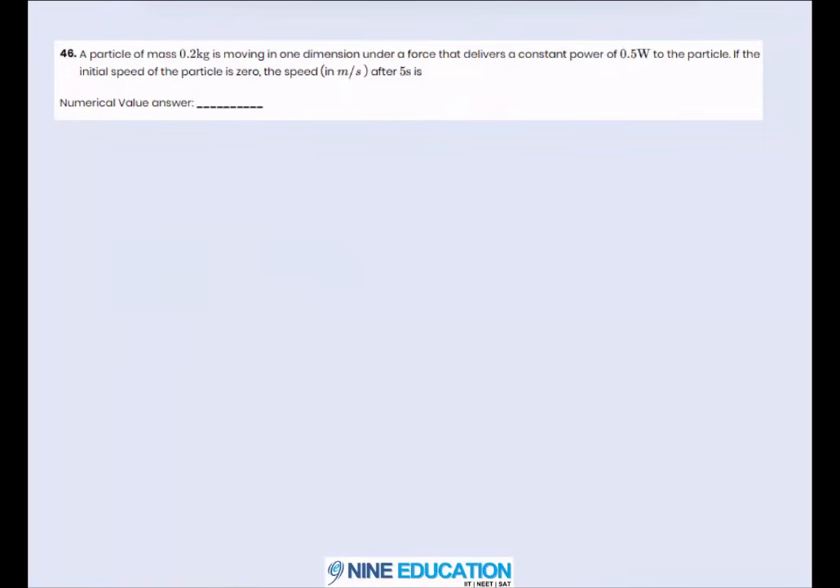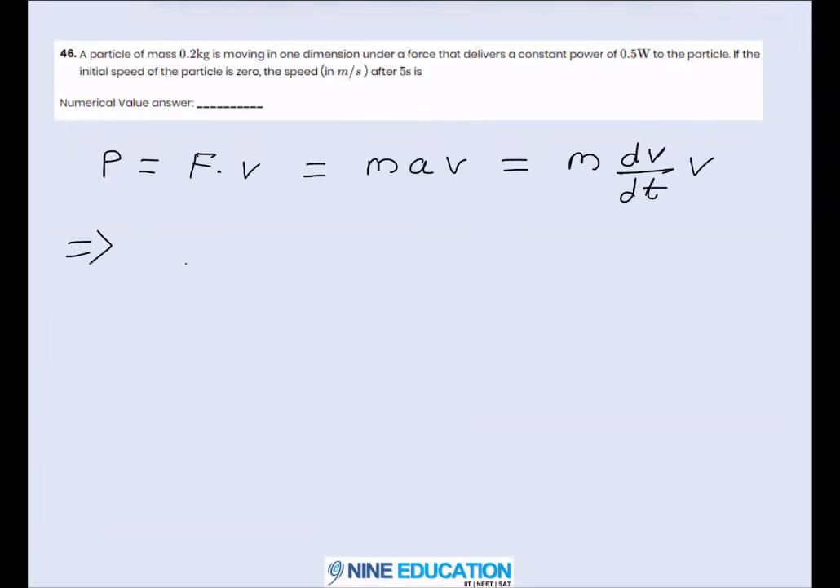Now, in this particular question, it is said that the power that is delivered is constant, right? So we know power is given as force into velocity. And force is given as mass into acceleration. So it will be mass into acceleration into velocity. And acceleration can be written as dv by dt. As power is constant, I can write down m into v dv is equal to p into dt. Now let us go for integration.